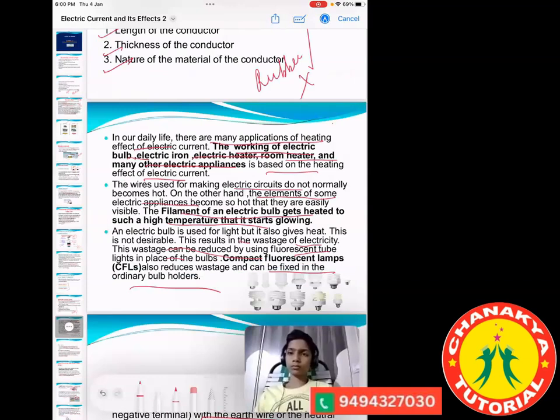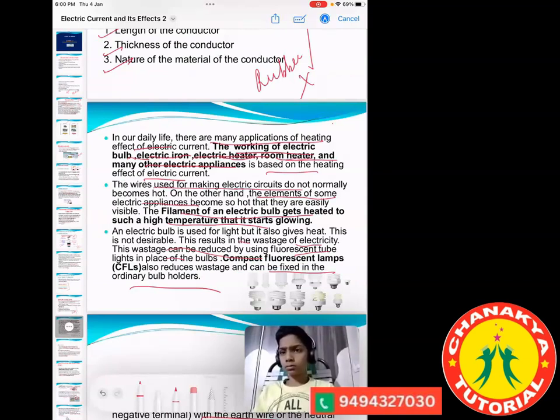In our daily life, there are many applications of heating effect of electric current. So in our day-to-day life, we have so many effects of it. Like the electric iron, the iron for pressing the clothes and all, we are using electric heater, room heater. So many electrical appliances, they are based on the heating effect.